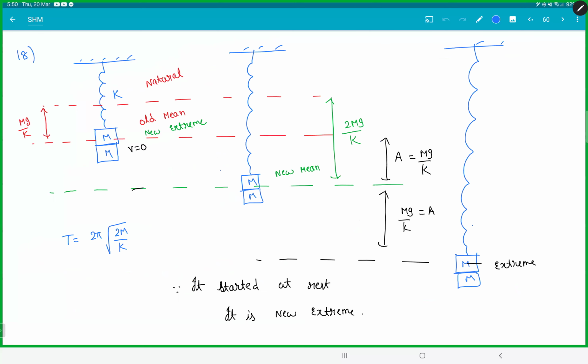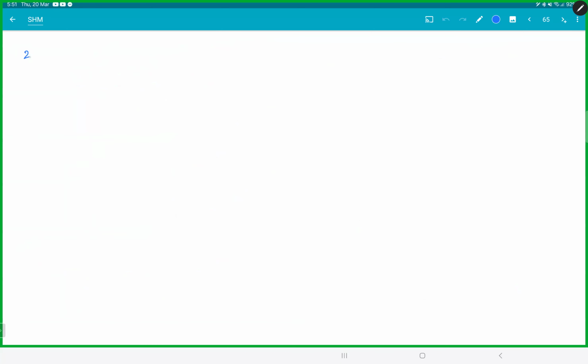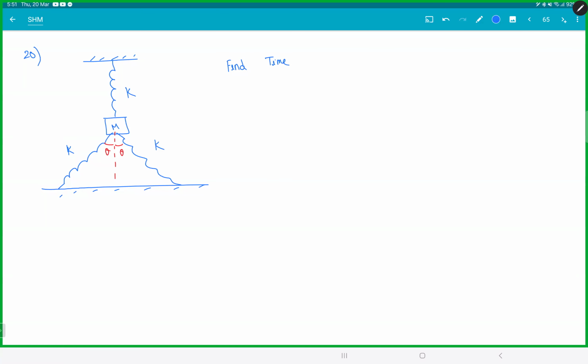Next one. We have a spring, mass M, spring constants K, K. This is theta and this is theta. Find the time period for small oscillations. Why small oscillations? I don't want the angles to change. So for small vertical oscillations, you pulled it up and down.